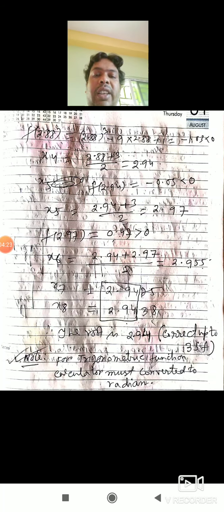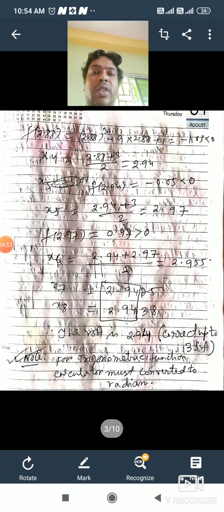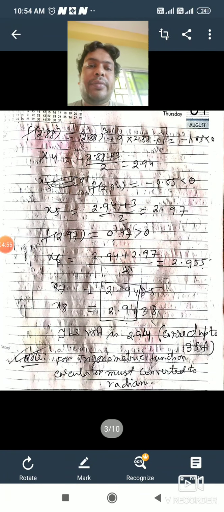Similarly, we calculate x7 and x8. We get x7 equal to 2.9475 and x8 equal to 2.9438. So these roots are very near. Therefore the root is 2.94, correct up to 3 significant figures. Some important note: for trigonometric functions, the calculator must be set to radians.